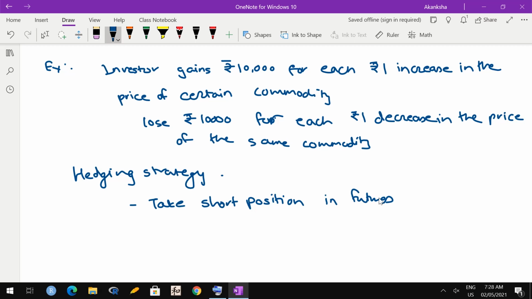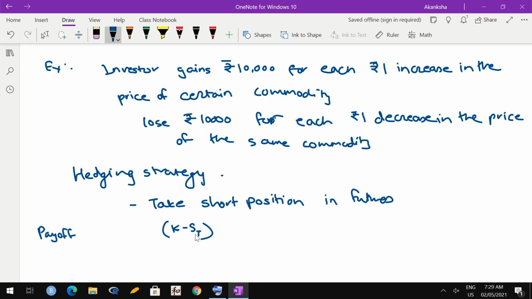Because of that, what happens? In futures, you have some strike price, say K. You have taken short position, which means you are going to receive K. So what will be the payoff from the future? Payoff from the future is K minus ST. Right? You are going to receive K when the market price is ST.